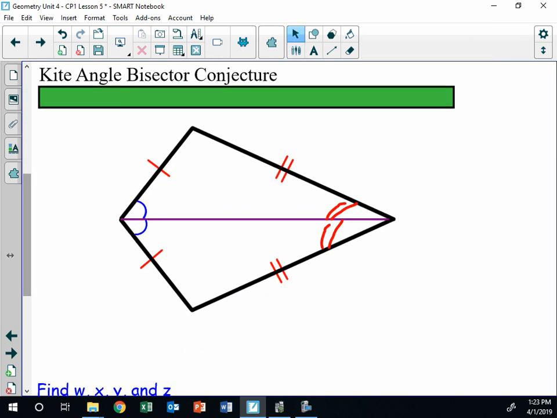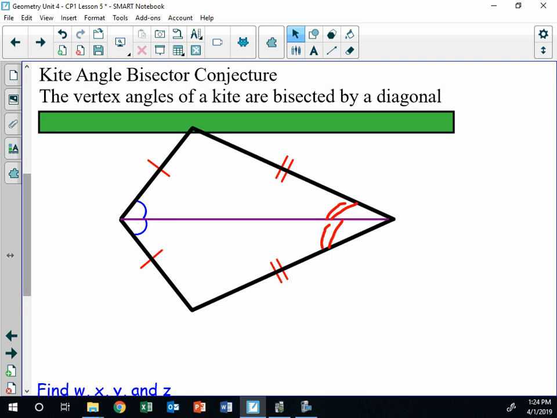The next conjecture we have is the kite angle bisector conjecture. The vertex angles of a kite are bisected by a diagonal. So we want to understand that, once again, we're working with the vertex angles, not the non-vertex angles, and using the idea again of the line of symmetry. If we're folding something in half, it makes sense that the angle measures on either side of that fold are congruent to each other.